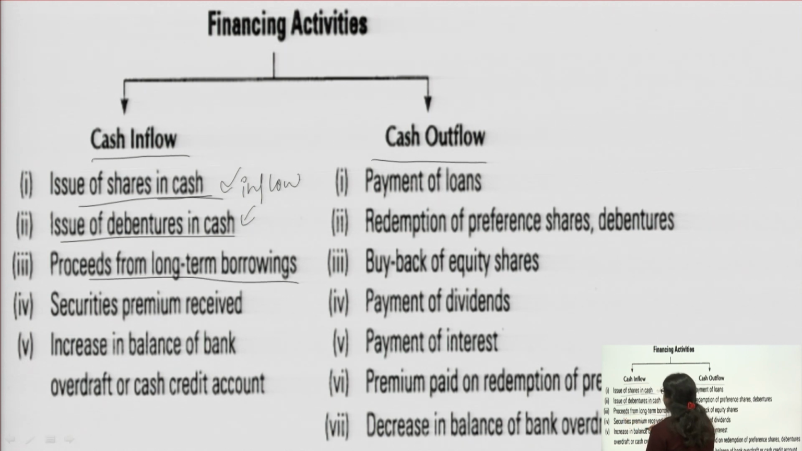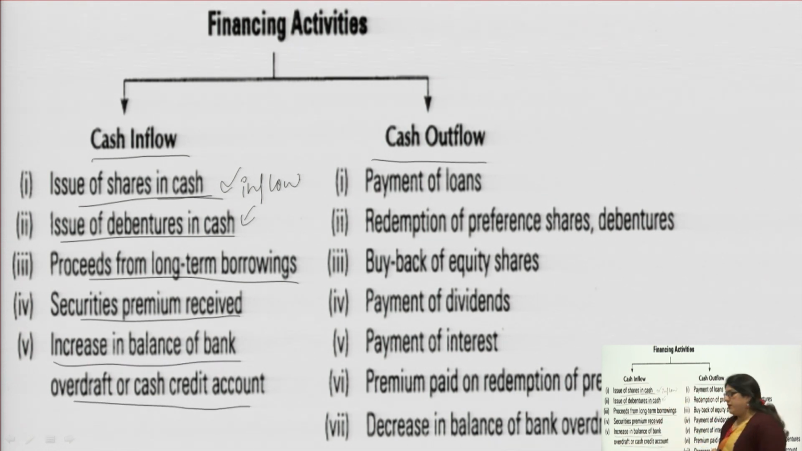Proceeds from long term borrowing, securities premium received, increase in balance of bank overdraft and cash credit accounts. By these, all the incomes are coming; these are your inflows. And just opposite to this, once you are paying the loan, redemption of preference shares or debentures. Redemption is what? Once you are making the full and final payment to the preference shareholders and the debenture holders, that time it is known as the redemption.